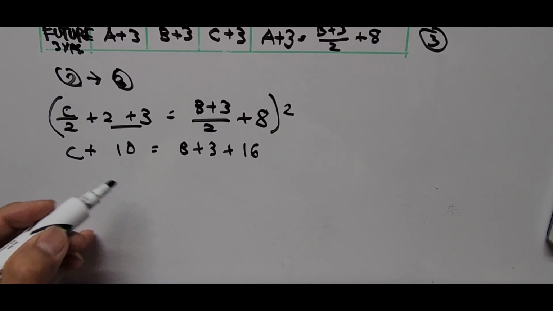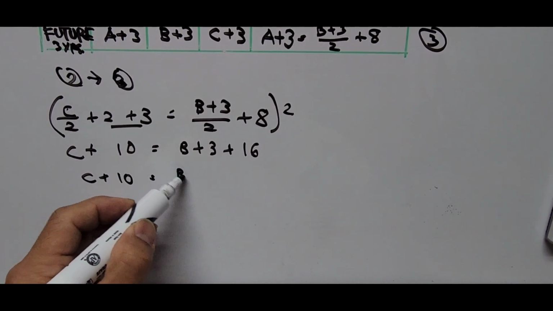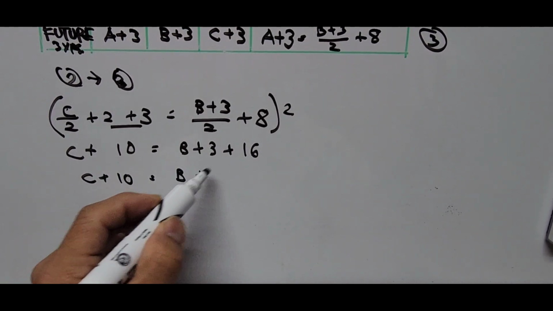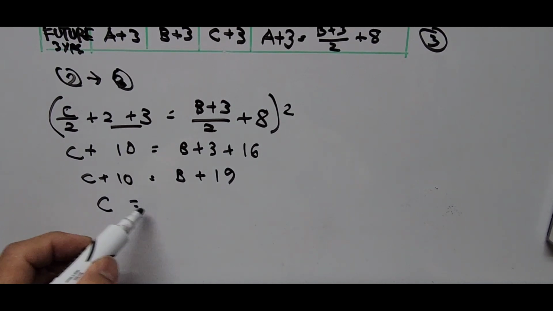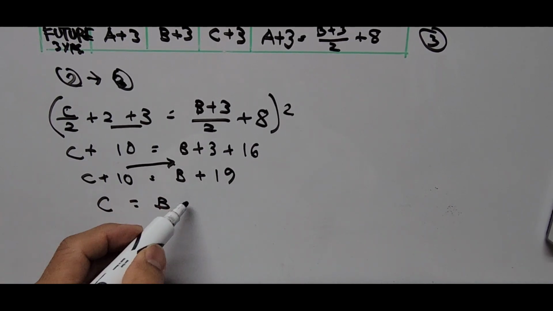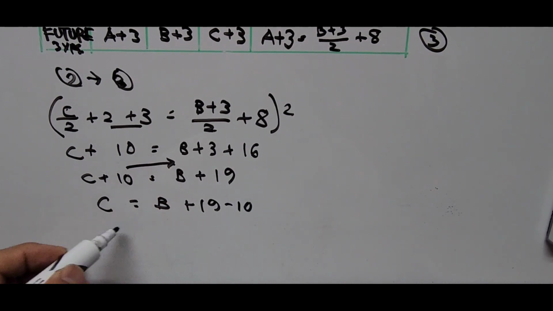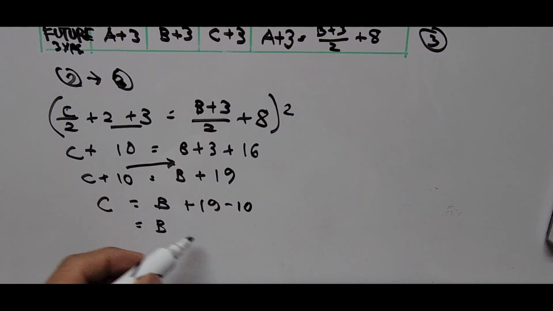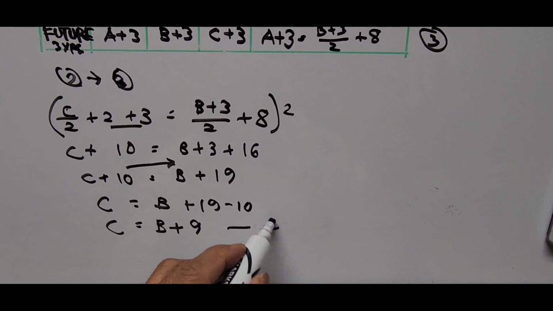Simplify this equation further. So this is now C plus 10 equals B plus 3 plus 16, that is B plus 19. And taking the value of C over here, transposing 10 to the other side, from positive 10 to minus 10. So C is equal to B plus 19 minus 10, that's B plus 9. That's the value of C. And we call this equation 4.